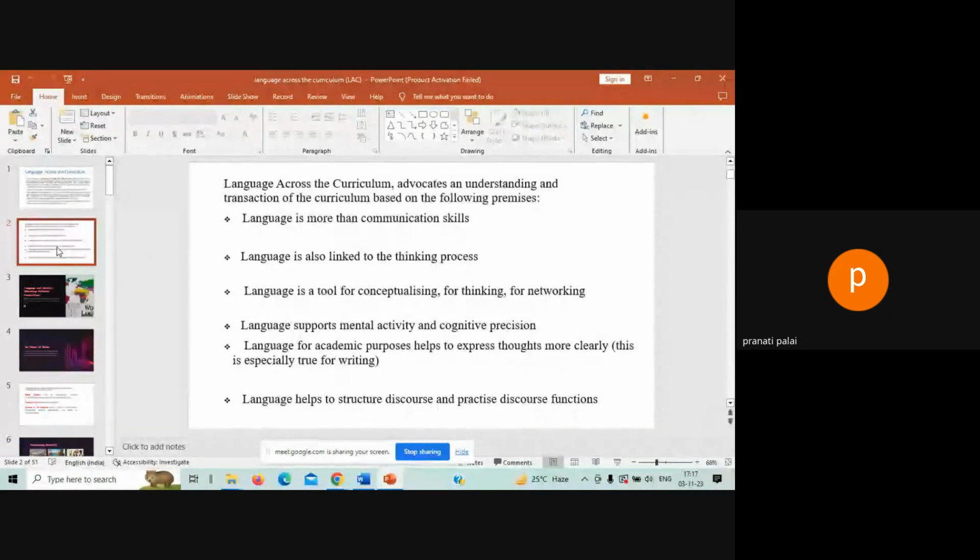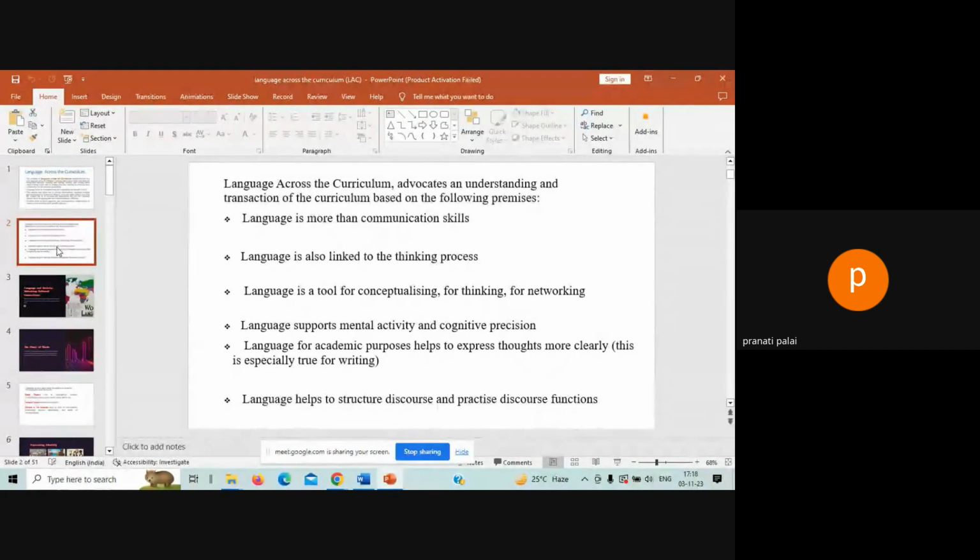So we will discuss language across the curriculum, which advocates an understanding and transaction of the curriculum based on the following premises. Language is more than a communication skill. Language is not merely a communication skill. It also encourages the learners to express their ideas, to become self-learners, to communicate effectively, to develop the competencies of creativity, critical thinking and problem solving. So language not only is a communication skill, it also promotes other complicated skills.